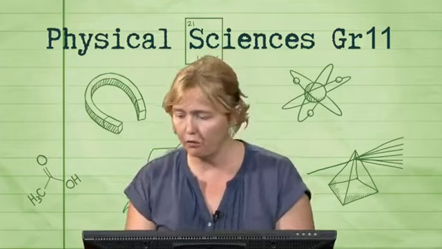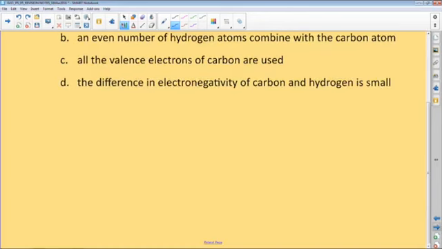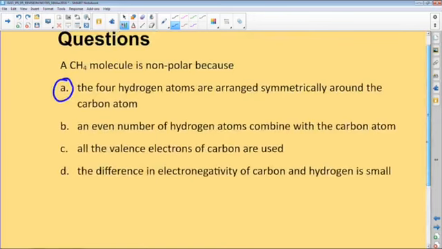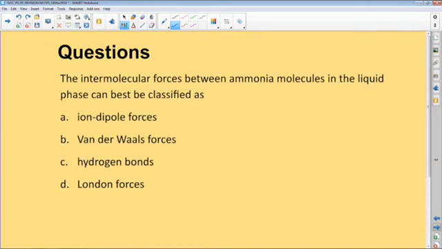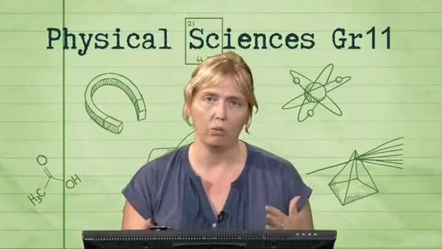Okay, let's move on. Let's test your brains a little bit more. The intermolecular forces between ammonia molecules in the liquid phase can best be classified as A. Ion-dipole forces, B. Van der Waals forces, C. Hydrogen bonds, or D. London forces. I'm not going to give you a minute to work this out because you should be able to tell me straight away what it is.